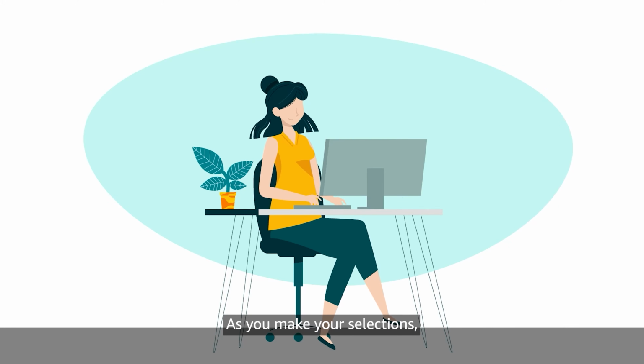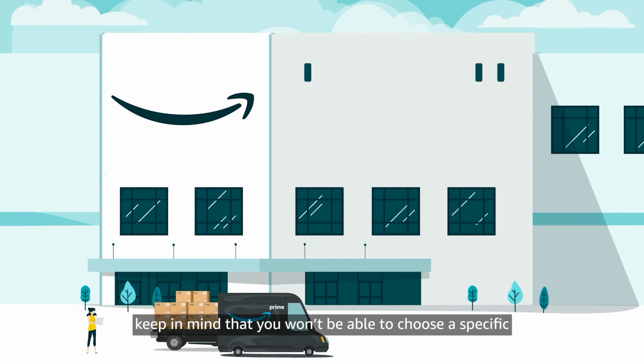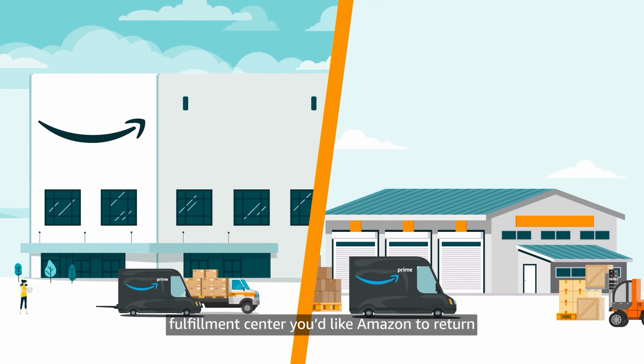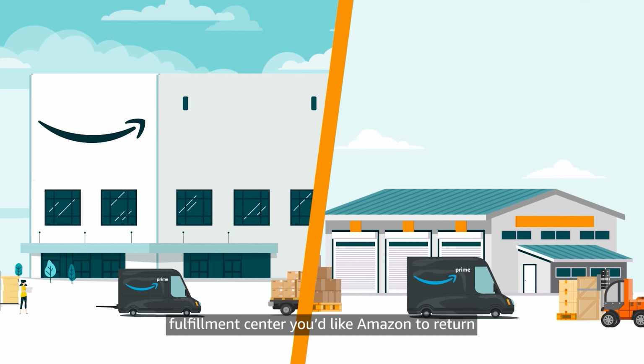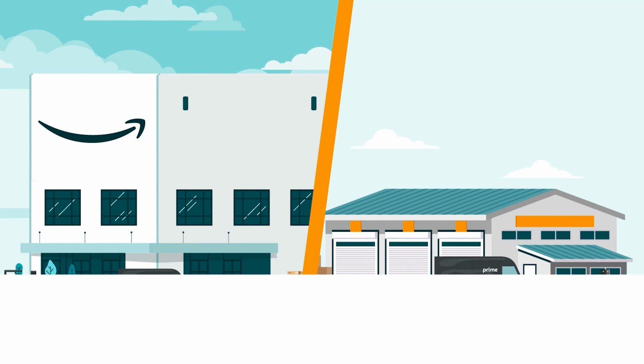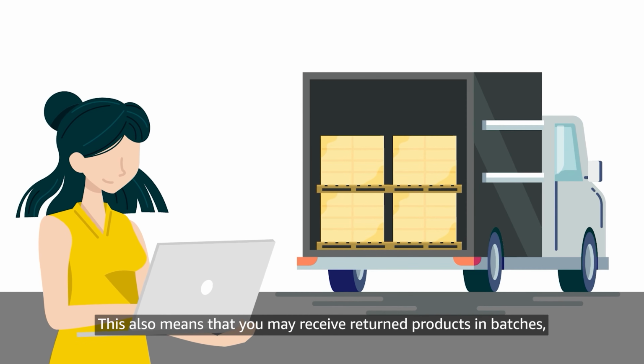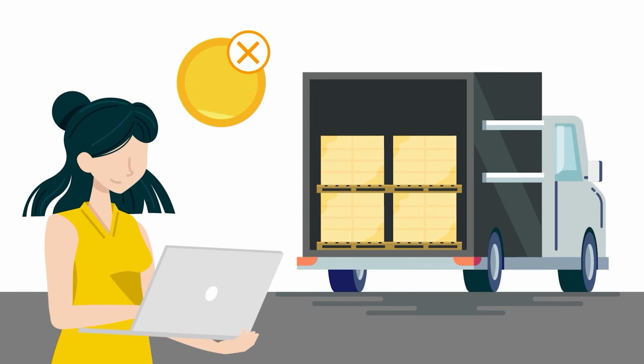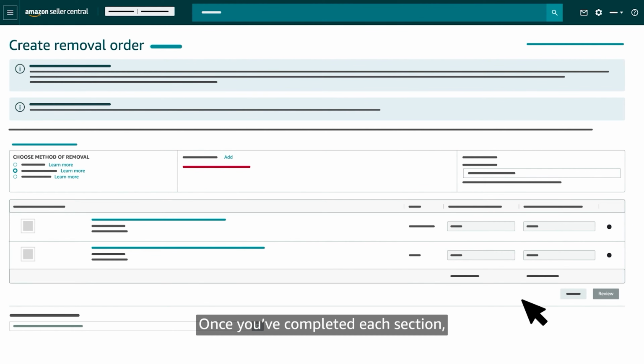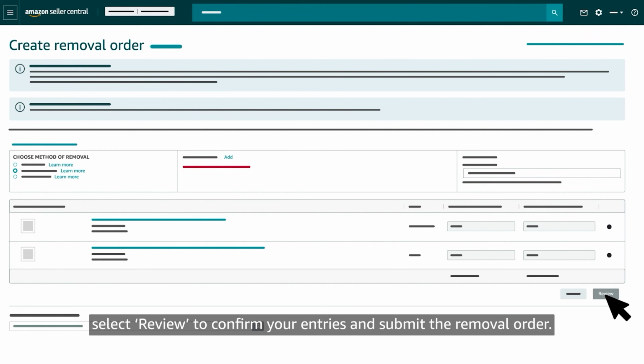As you make your selections, keep in mind that you won't be able to choose a specific fulfillment center you'd like Amazon to return or dispose of products from. This also means that you may receive returned products in batches, which won't impact your fees. Once you've completed each section, select Review to confirm your entries and submit the removal order.